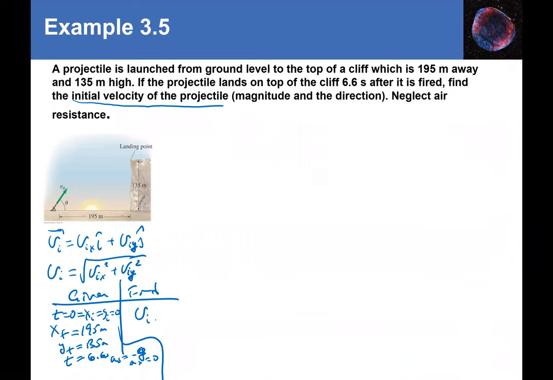All right, that means our goal to find V initial will be from this equation: V initial x squared plus V initial y squared. So our goal will be to find the initial velocity components. That means I have to break down my motion into two separate dimensions. Find initial x and initial y.